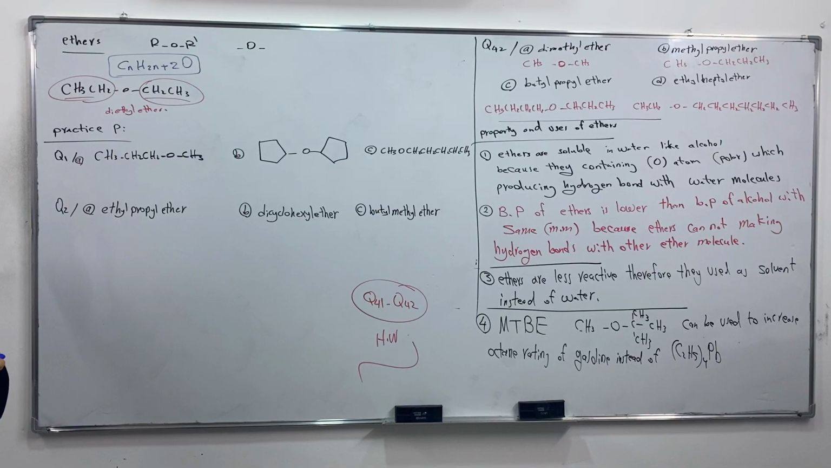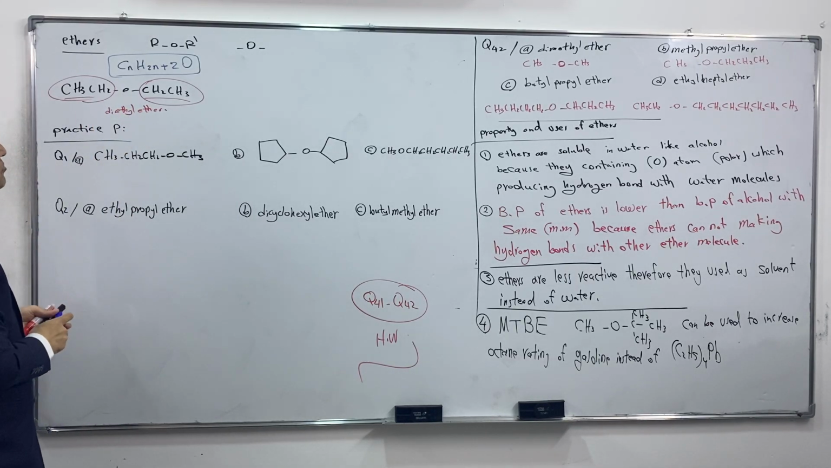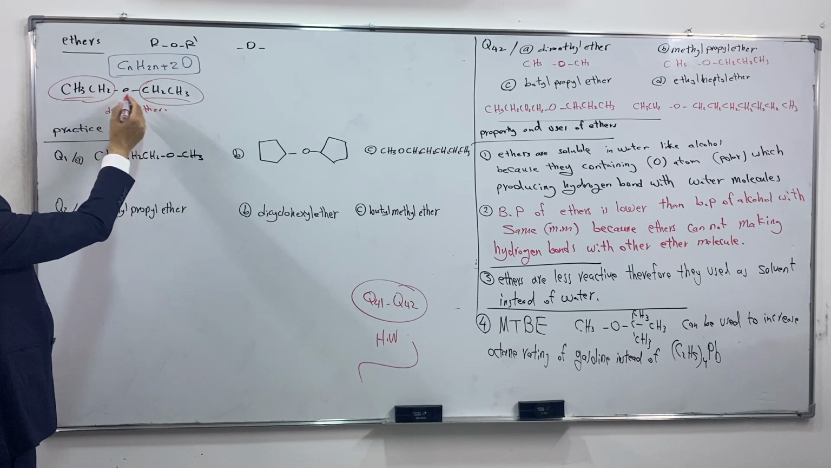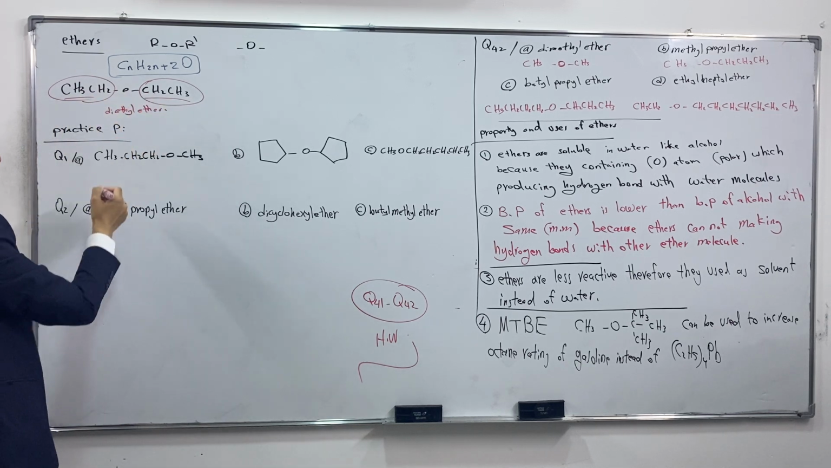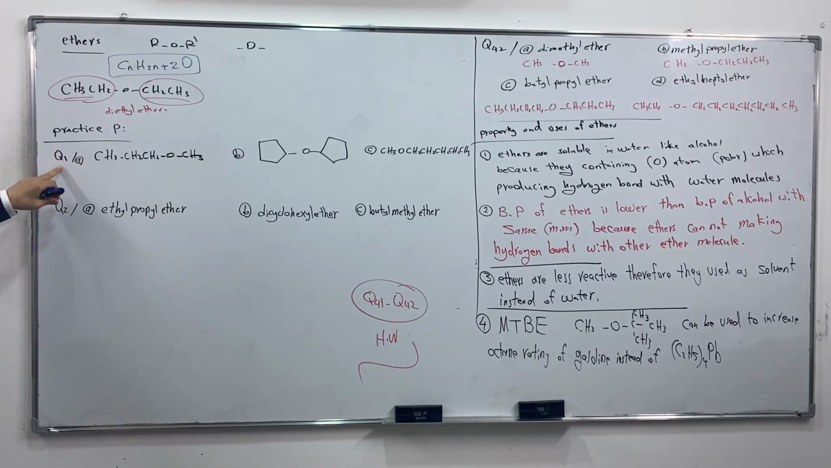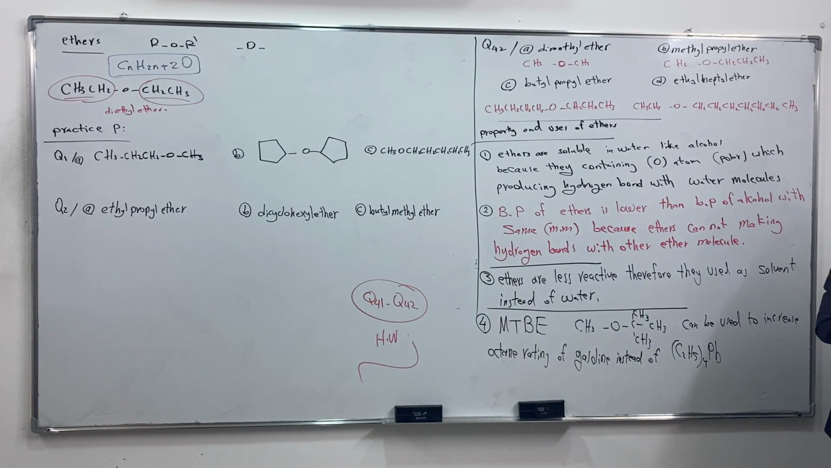So we can write the molecular formula from this structural formula or general formula. We have this compound, we try to name it. When we name the ethers, we have two alkyl groups. We have ethyl here, so we have diethyl ether. And we have some practice. The first question in this practice, we want to name the following compounds.